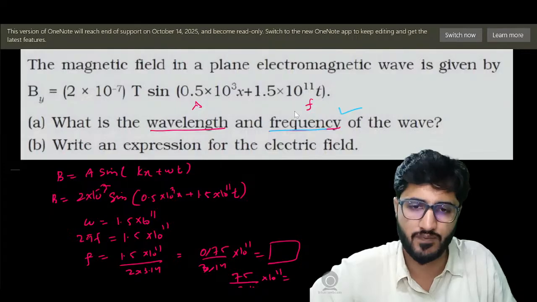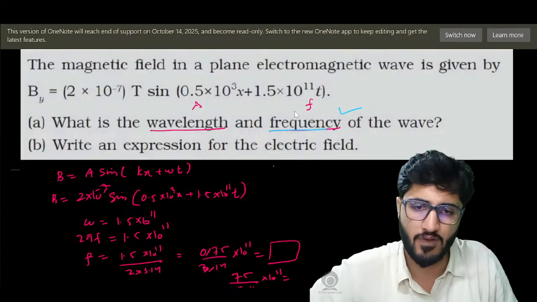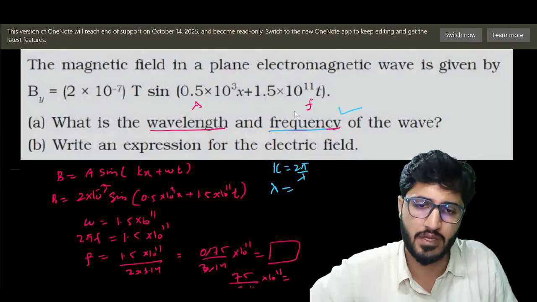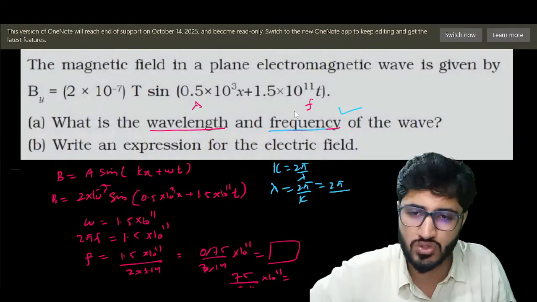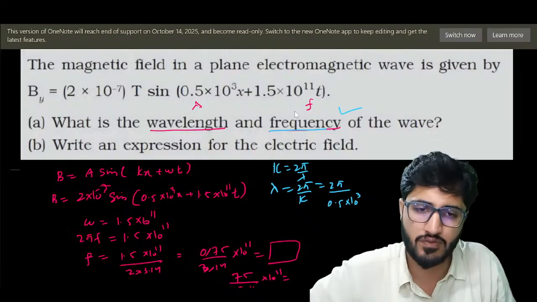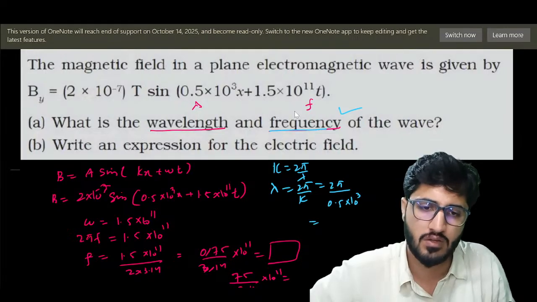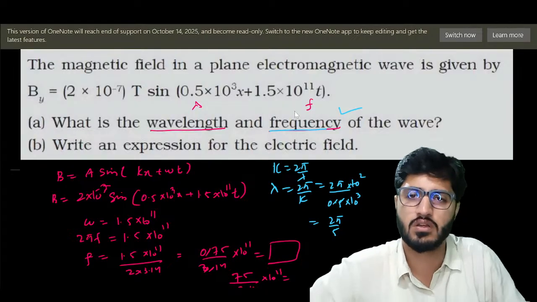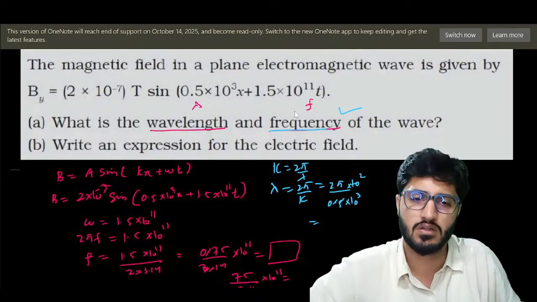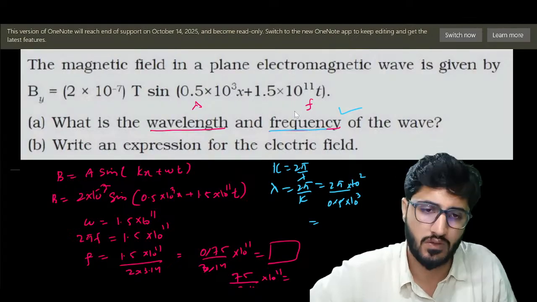Now wavelength. That is, k equals 2 pi by lambda. Lambda is 2 pi by k. What is k now? K equals 0.5 times 10 to the power 3. So cancel out, it is 10 here. It will be 2 pi by 5, then 5 into 10, 2 into 4, and it is 4 pi times 10 to the power minus 3.